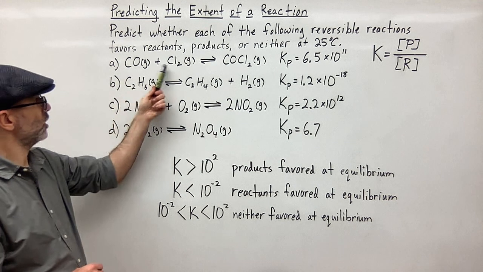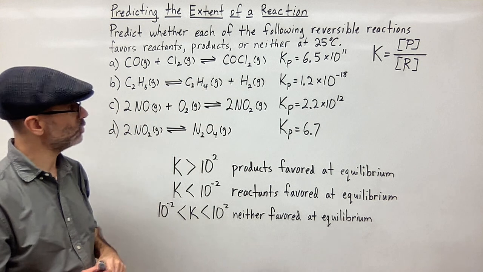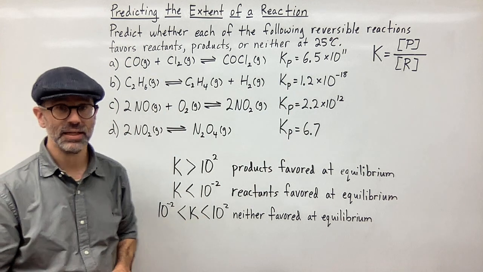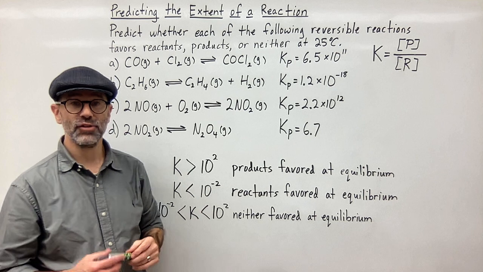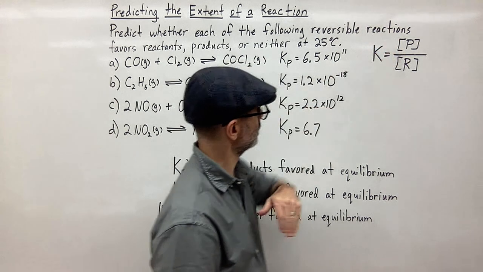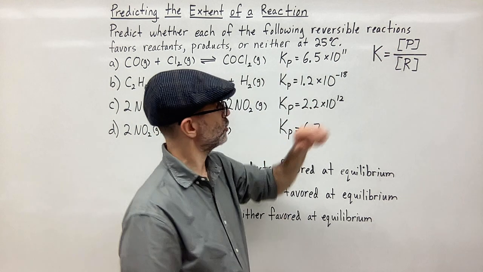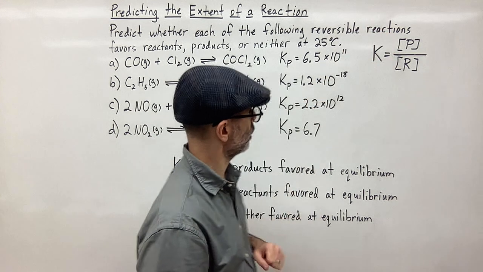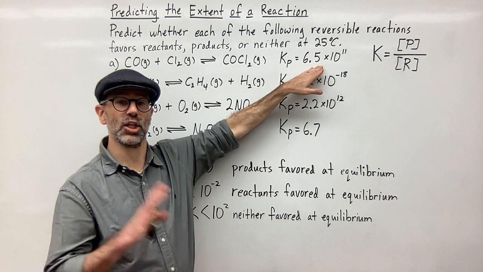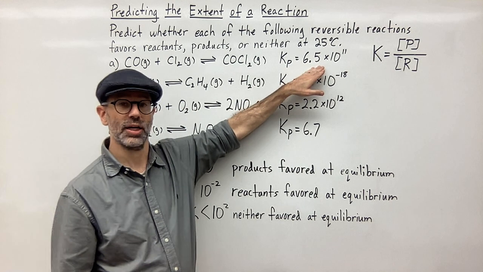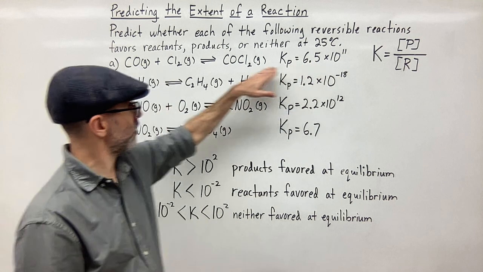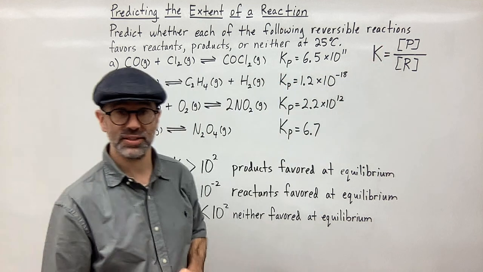Here we have CO gas reacting with chlorine gas to give you COCl2. And we're given that the Kp value at 25 degrees is 6.5 times 10 to the 11. Now that's a very large number. Given that K is generally speaking product concentration over reactants, or in this case, since we're dealing with Kp, pressure of products over pressure of reactants, this large number tells us that we have a very large numerator and a small denominator, relatively speaking. So at equilibrium, this reaction favors products because it has a very large Kp.